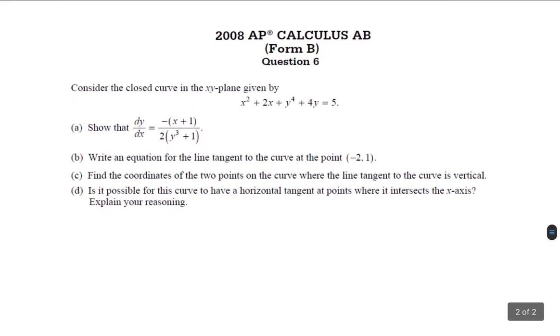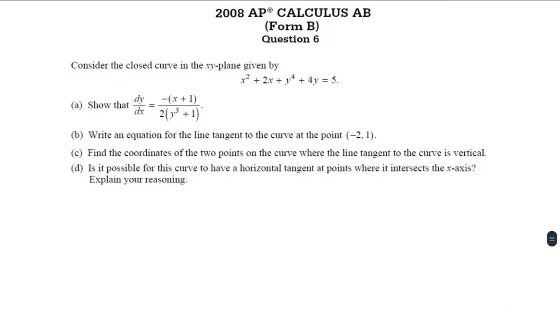Let's just quickly go through one example of an AP-style problem with implicit differentiation. So this is from the 2008 exam. I'm going to do these one step at a time. Number one: show that dy/dx is negative (x + 1) over 2 times (y cubed + 1). This is great. They're telling us that's the answer. We just need to show it.